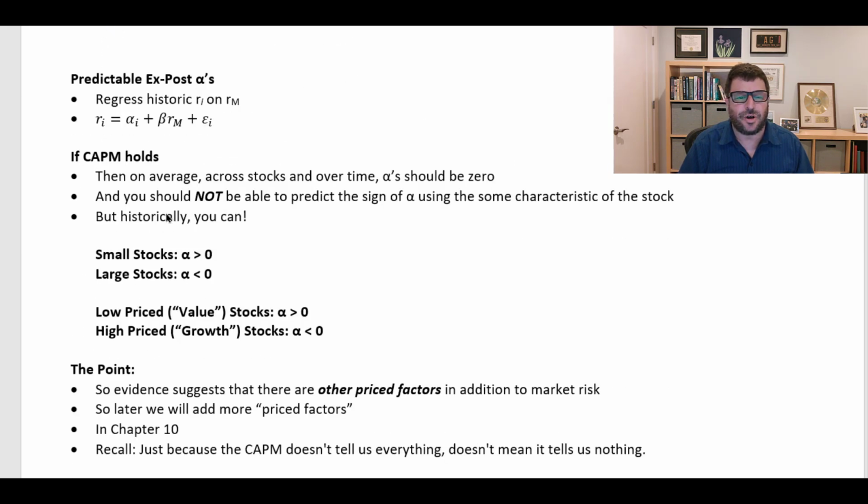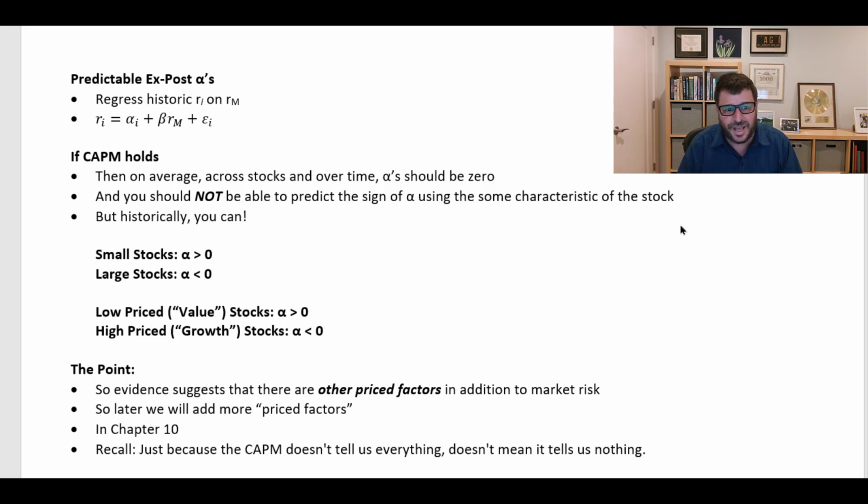The last thing we want to talk about is, are these ex post alphas predictable? So if I regress historic return of a stock on the return of the market using my standard regression equation, if the CAPM holds, if it is true, if you were only compensated for market risk, I'm going to find some positive alphas, I'm going to find some negative alphas, but on average they should be 0. And I should not be able to predict the sign of the alpha using some other characteristic of the stock.